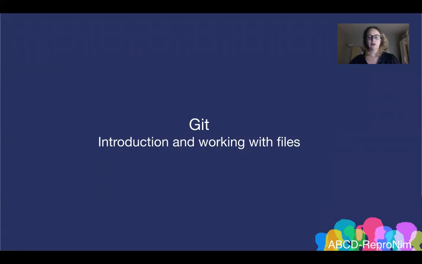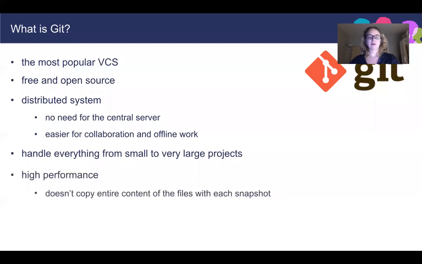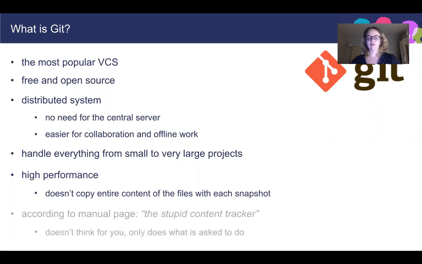Now we'll be talking about Git, the version control system that will be used during this course. So what is Git? It's the most popular version control system right now. It's free and open source. It is also a distributed system, so basically there's no need for a central server, and it's easier for collaboration and offline work. It handles everything from small to very large projects.